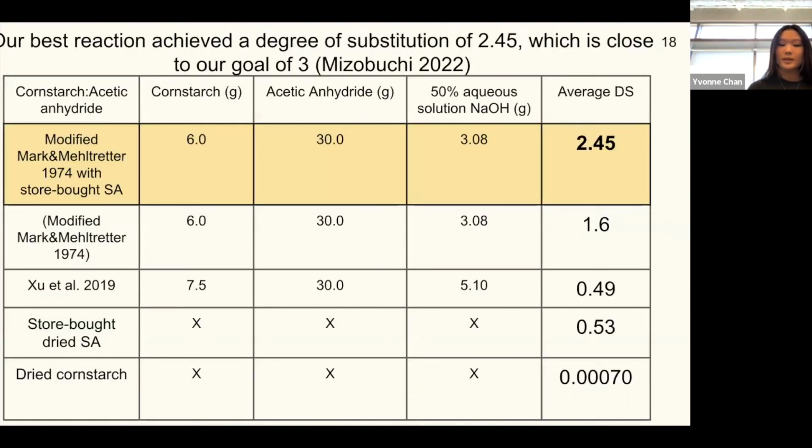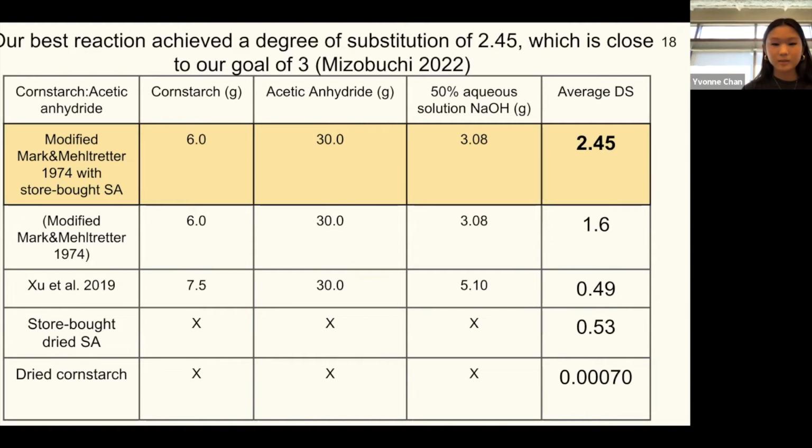So here's a table that summarizes the various ratios I used in my starch acetate syntheses, as well as the average degree of substitution for each. The first ratio used originated from Mark and Maltretter, the second one, with an average of 1.6, and then the next ratio is Zhu et al., with an average of 0.49.